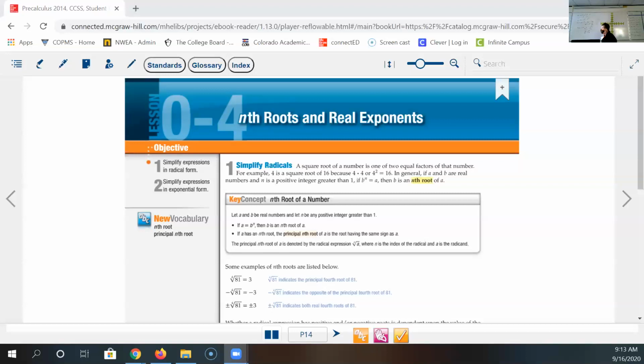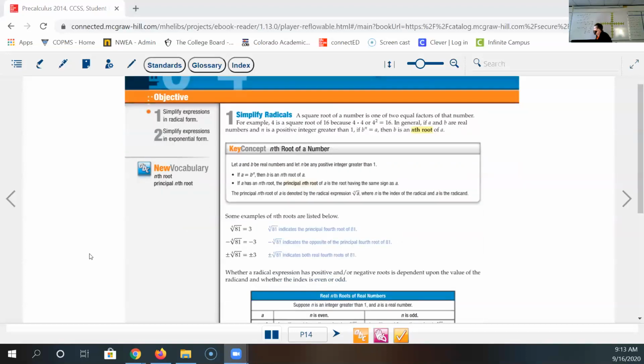And then you can see they give us some examples. So some examples of nth roots are listed below. We're given the 4th root of 81 is equal to 3. How would you say that? Not cube root, quartic root of 81 is equal to 3. And then you have a negative 4th root of 81 is equal to a negative 3.